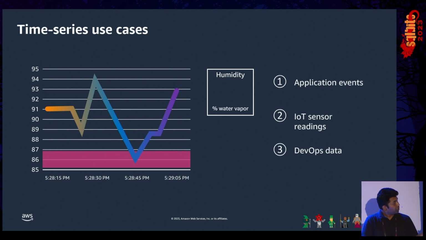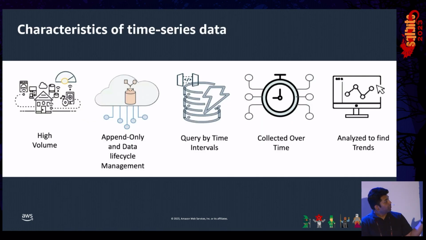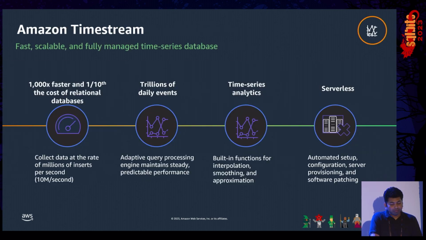So to make sure that you are able to have n number of application events and IoT sensor data, and you analyze at what time the temperature dropped, so that you can control the respective output. All of this is important, and it is extremely time-sensitive data, and you'll have append-only data lifecycle management. So you can query time over intervals, have data collected over a certain period of time, and then analyze trends. You get certain functions in Timestream, and you can pretty much run that.